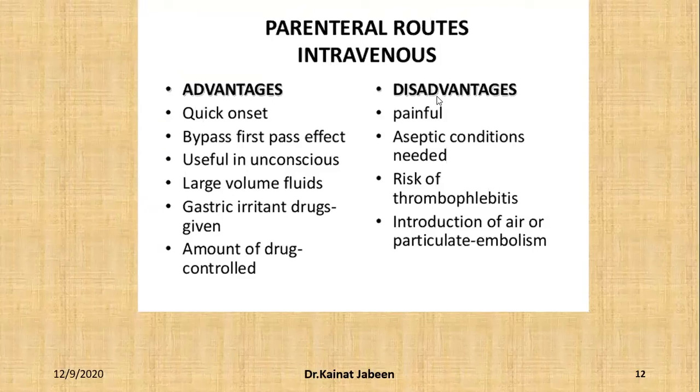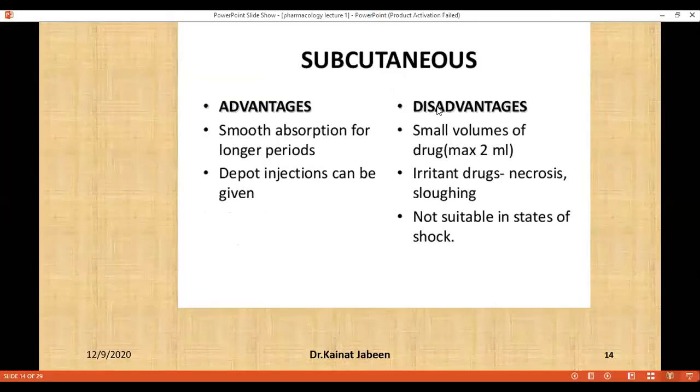The next thing we have to study is subcutaneous. Advantages and disadvantages again: smooth absorption for a longer period of time. Depot injection can be given. Smooth absorption is easy, like you are not going to put them in the veins. Now you have to put them under the skin. You just take your skin and put the injection, like insulin is given subcutaneously. The disadvantage is that you can't give a large volume like in the intravenous.